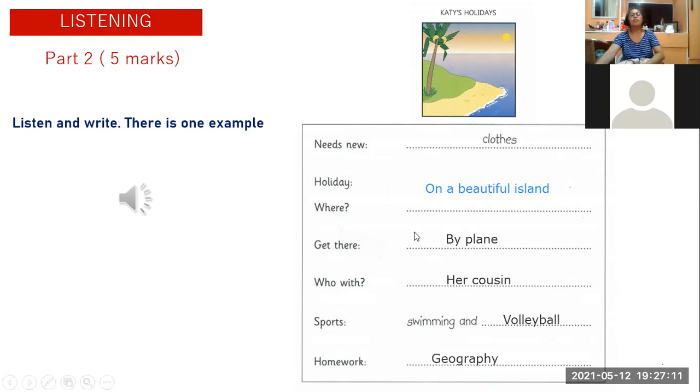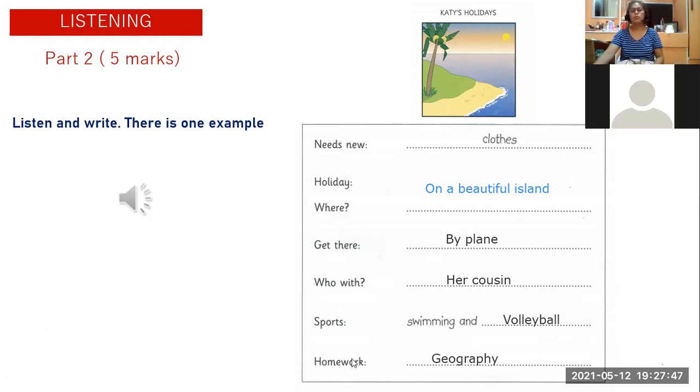Okay. Katie needs new clothes, right, Lily? And where is the holiday? It's on a beautiful island. Yeah, it's on the beautiful island. Okay, so island, get there. How will you get there? By plane. By plane, of course.